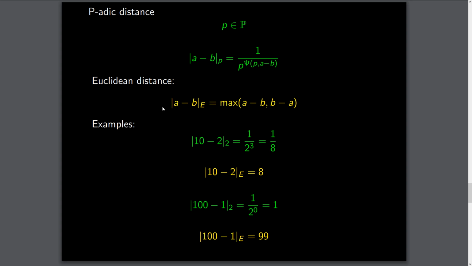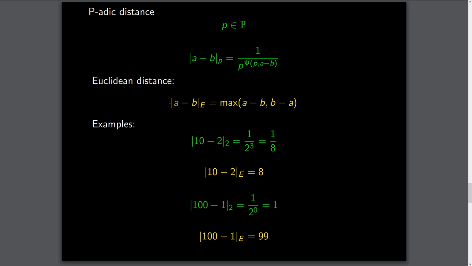Now let's look at these two concepts of distance. The Euclidean distance is generated by the Euclidean absolute value function, and similarly the P-adic distance is generated by the P-adic absolute value function. And the P-adic distance of two numbers is given by this formula, 1 divided by p to the psi p of a minus b, and this psi p of a minus b is the exponent of p in the prime factorization of a minus b.